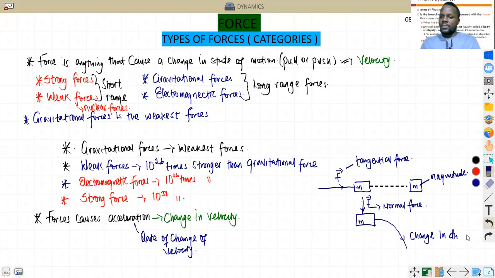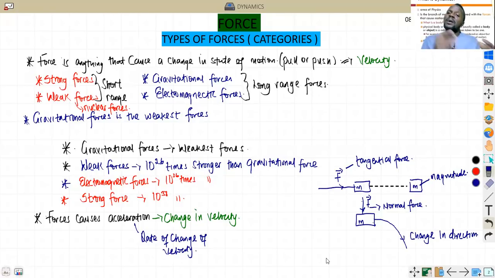So my dear students, my point here is that forces are responsible for two things. One, it can cause a change in magnitude of the body, and also it can cause a change in direction of the body. When forces cause a change in magnitude, such force we call tangential force. And when force causes a change in direction, such force we call what? Normal force or perpendicular force.